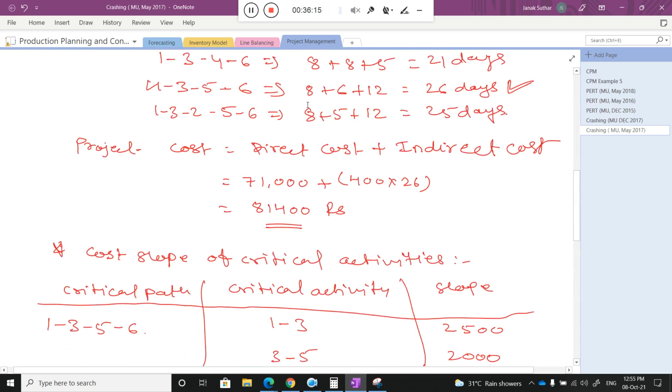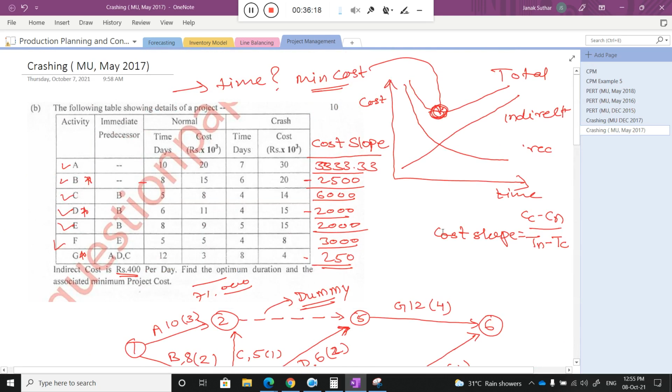You need to address this trade-off between the indirect cost and the direct cost. The indirect cost continuously increases with respect to time. But the direct cost, which is related to each activity, reduces with respect to time. I already discussed this in the previous session, in the introductory session, as well as in the last lecture. So here the indirect cost increases and the direct cost decreases. I need to find out the optimum point. So this is the point.